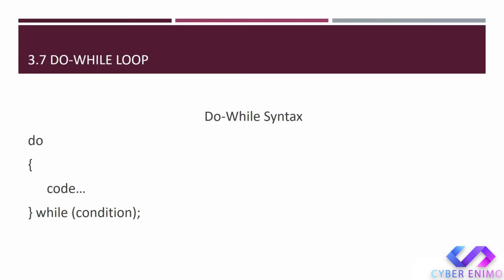The syntax of the do-while loop is as shown here. We start with do, open curly brackets, type the code belonging to the do-while loop, close the curly brackets, type while followed by the condition to be checked for true or false. After the condition, we have to include a semicolon.